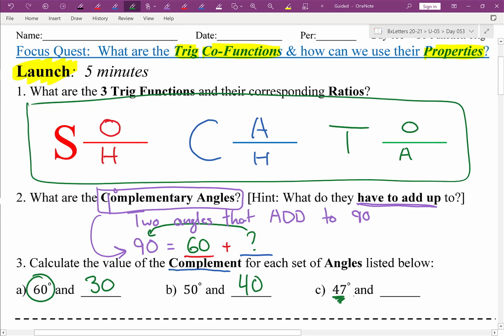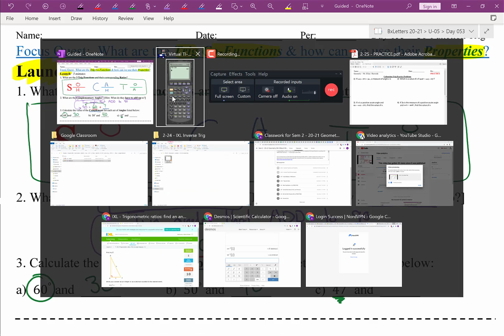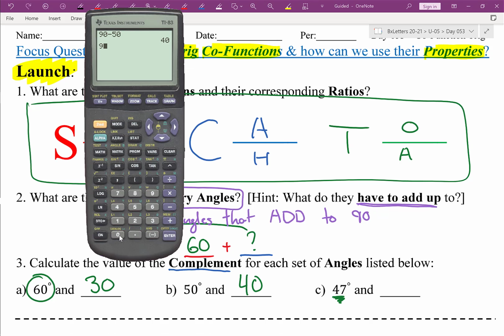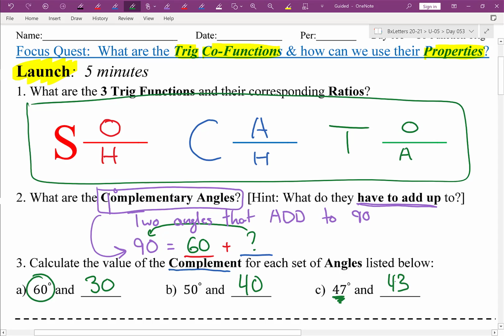And lastly, that's where it's useful here. What's the complement of 47? I think it's 43, but just do 90 take away what they give you, 47. So 43. And that's a basic review of some of the stuff we've been doing for the past couple of weeks, and stuff that we covered yesterday about complementary angles, which are actually going to be a focus of today's lesson, because maybe that "co" has something to do with it. Maybe it does. Who knows?